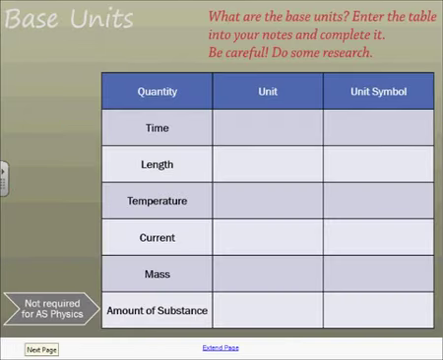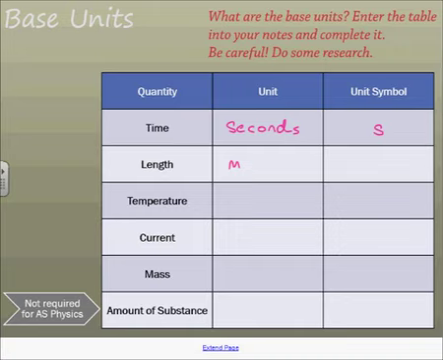Okay, and here's 6 of them. So time, length, temperature, current, and mass are all ones that we're going to use in physics a lot. Amount of substance you use in chemistry, it is not really used for AS physics. So what is the unit for time, the base unit? It is seconds. Symbol for that, small s.